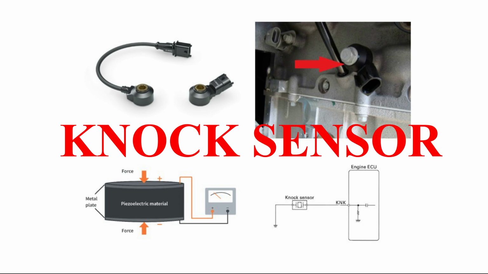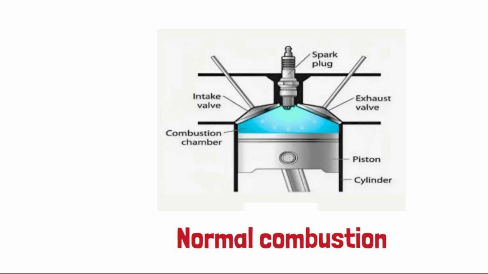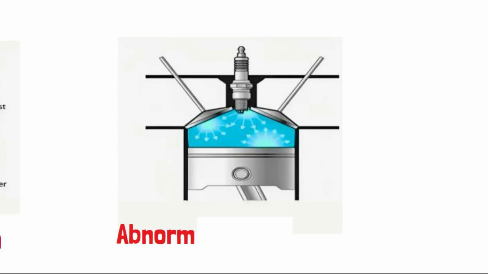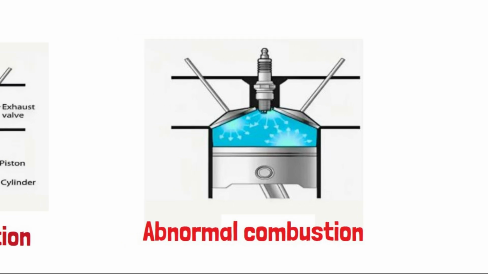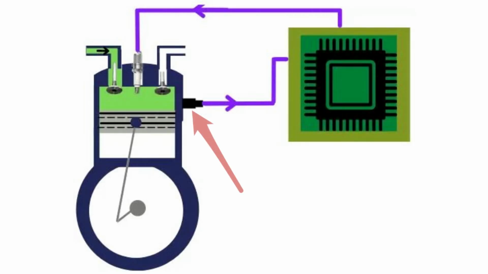Knock sensor. Knock sensors are used to detect abnormal combustion, often called ping, spark knock, or detonation. Whenever abnormal combustion occurs, a rapid pressure increase happens in the cylinder, causing vibrations in the engine block. The knock sensor detects this vibration.